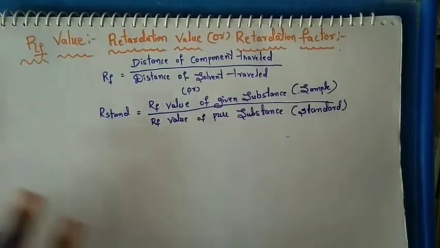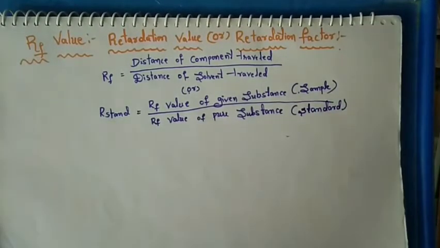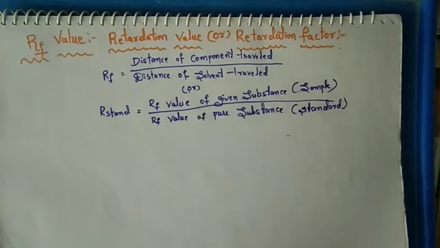So two principles are there. One is RF equal to distance of component travelled by distance of solvent travelled. Another principle is R stand equal to RF value of the given substance, that is the sample, by RF value of the pure substance, that is the standard.